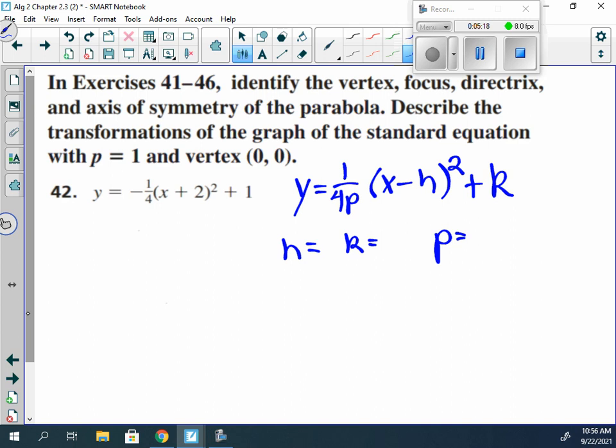So y equals -1/4 parentheses x plus 2 close parentheses squared plus 1. So looking at this here, what is the value of h? -2, because inside the parentheses it's normally x minus h, and since we have plus, it means h has to be a negative value. What would k be? 1. Now we do need to find the value of p. Well, we can see that 1/4p is going to equal what? -1/4.